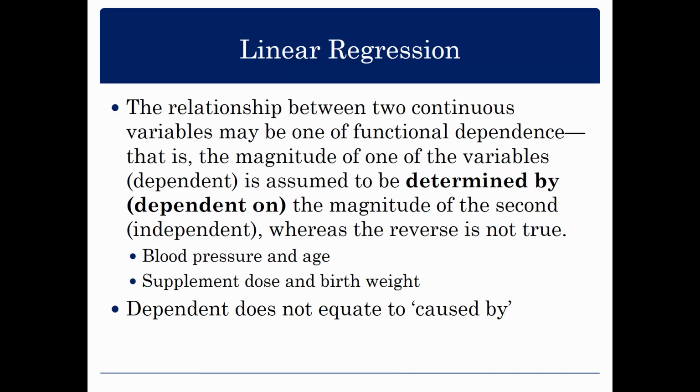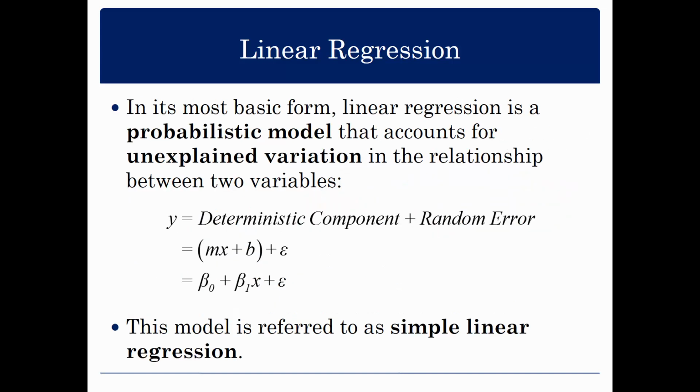If we were just interested in the association of 2 variables where one is not a natural independent and another is not the natural dependent, we might want to do something like correlation, something like Pearson's correlation. And you can actually do both of those things simultaneously. They're directly related in terms of what you end up with from the analytic methods. Things like blood pressure and age, supplement dose and birth weight, are examples of when something like linear regression could be used. Notice when I say dependent on, I don't necessarily mean caused by, although you can mean caused by.